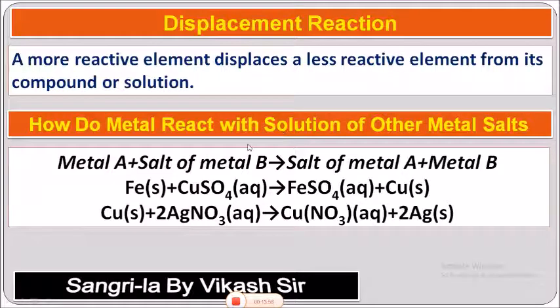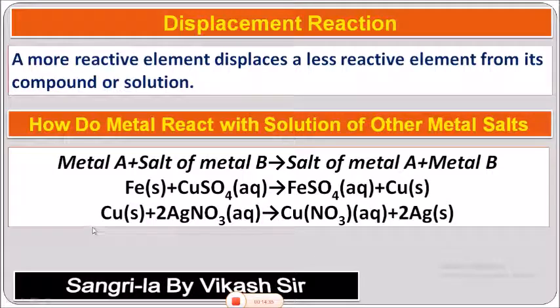Okay, so as you know, metal A plus salt of metal B gives salt of metal A plus metal B. It means one metal is trying to displace another metal from its salt solution. For example, iron reacts with copper sulfate, and here we know that iron is more reactive than copper. So iron can displace copper from copper sulfate solution and form iron sulfate, and copper is left aside, okay, because it is less reactive.